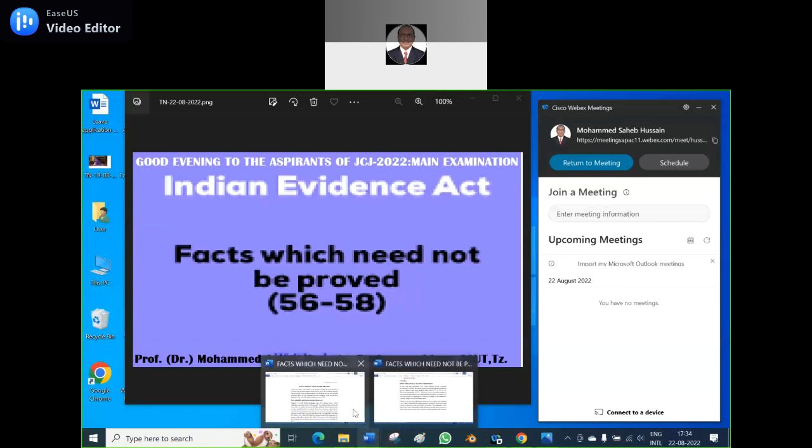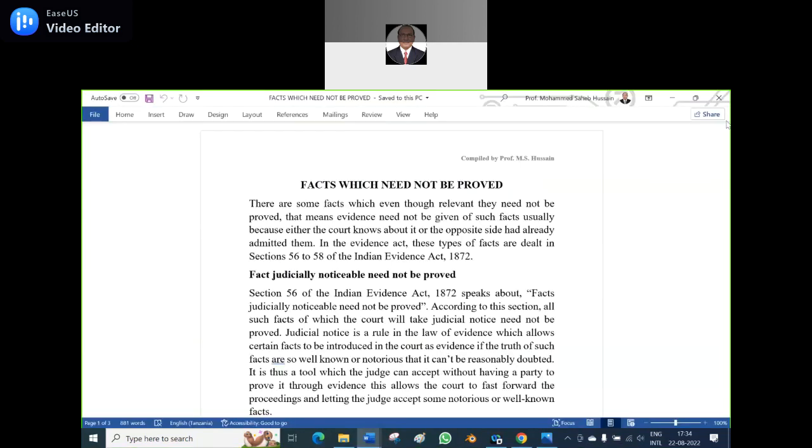Okay, now let us see in a nutshell what we are going to do: the facts that need not be proved. And here I made it very clear in the class also. These are some of the facts which, even though relevant, need not be proved. That means evidence need not be given of such facts usually because either the court knows about it or the opposite side has already admitted them. So it's a judicial recognition in one way.